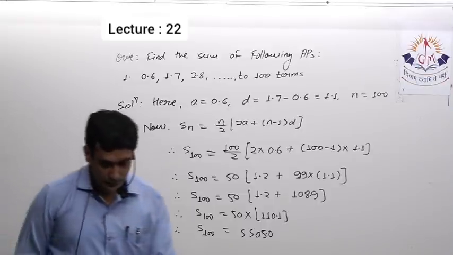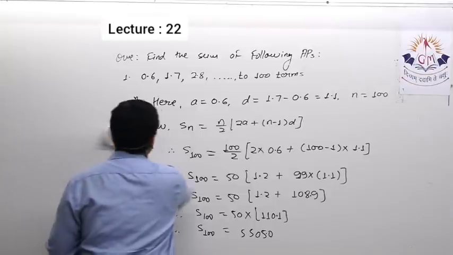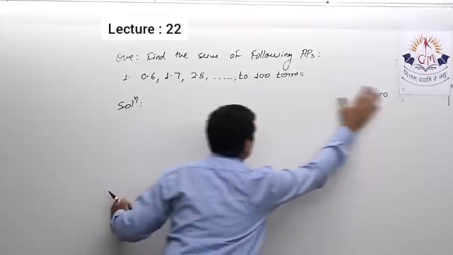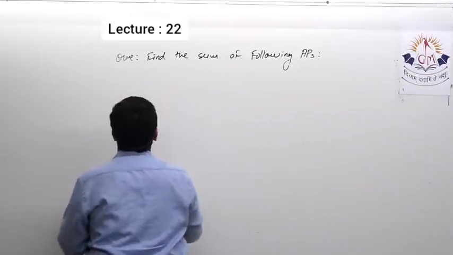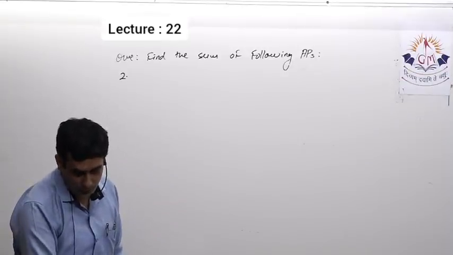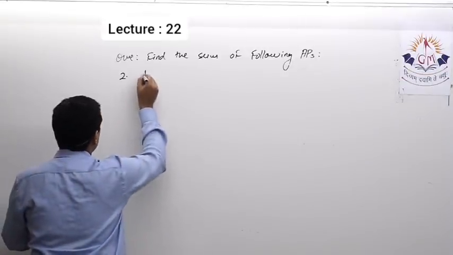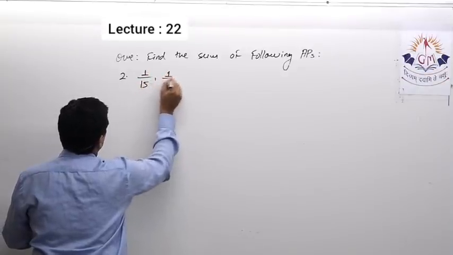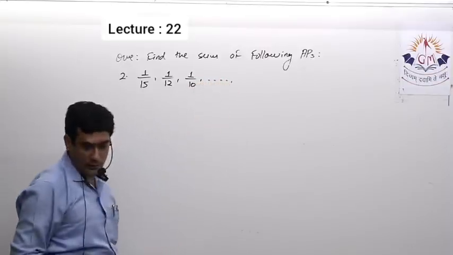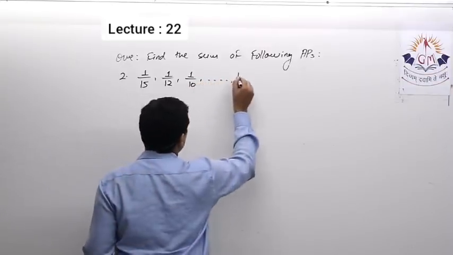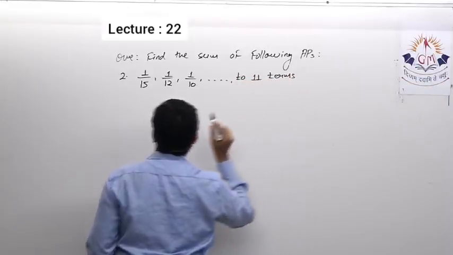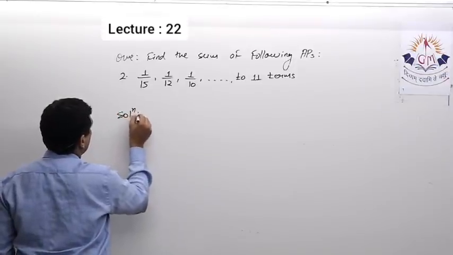Okay, now let us see the next question. In the same, find the sum of the following APs. In this, the next one is 1 upon 15, 1 upon 12, 1 upon 10, up to 11 terms. So let us see its solution.